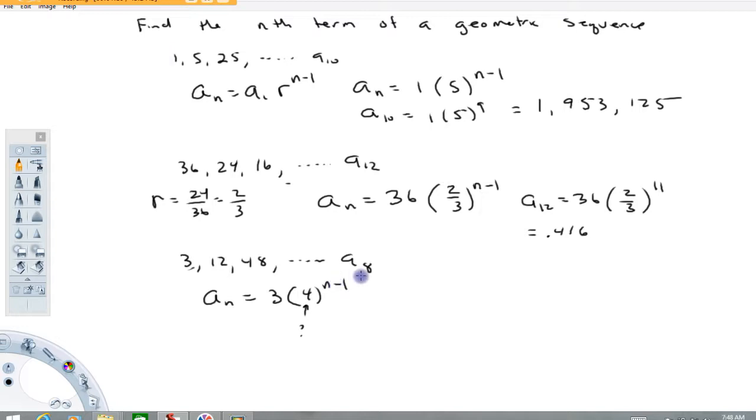Now I'm going to go ahead and just put in the 8. So a sub 8 is going to equal 3 times 4 to the 8 minus 1. If you don't mind, I'll just put 7, and I'm just going to run a value here.